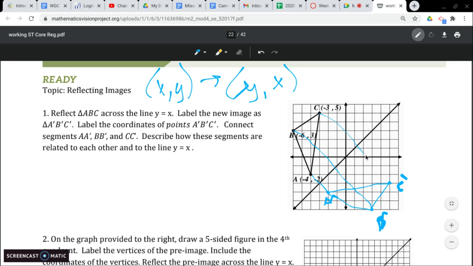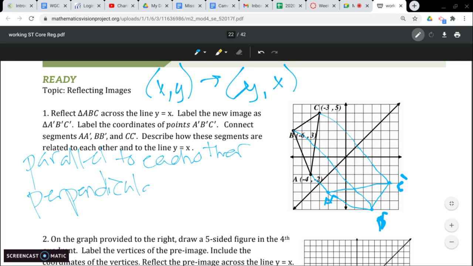And C and C prime. Now, obviously, my lines are not the straightest. These segments are parallel to each other, and they're perpendicular to the line of reflection. So parallel to each other, perpendicular to y equals x, which is the line of reflection, which is key. When we do these, they should be perpendicular.